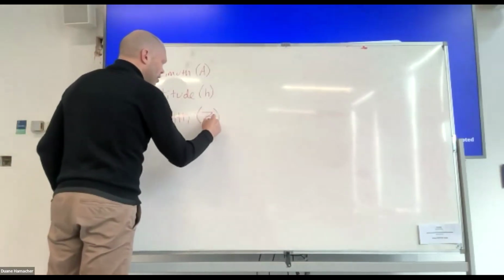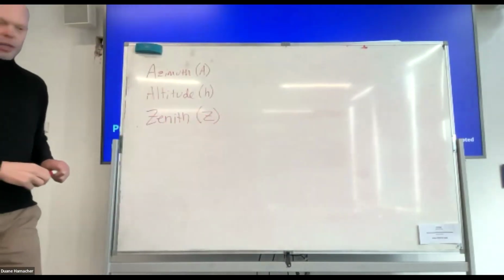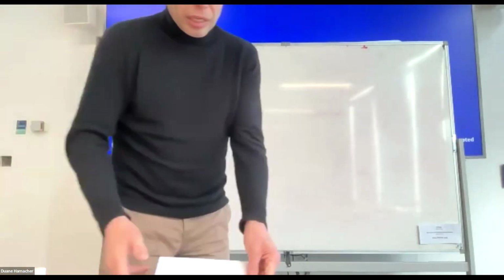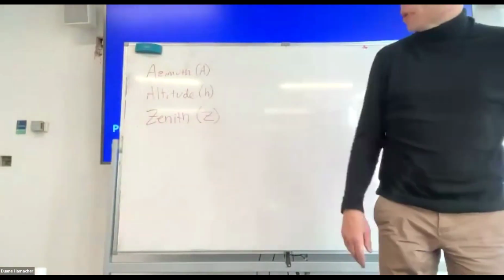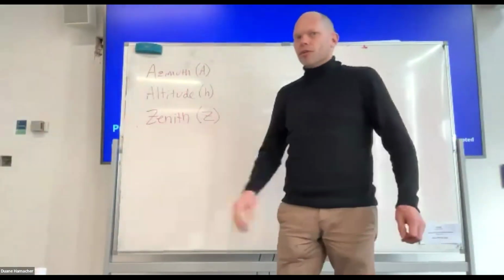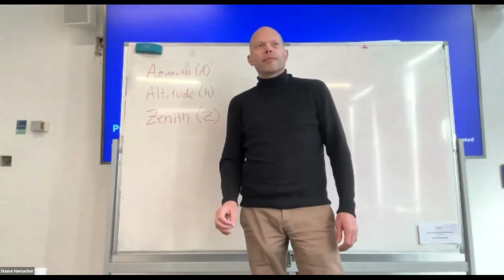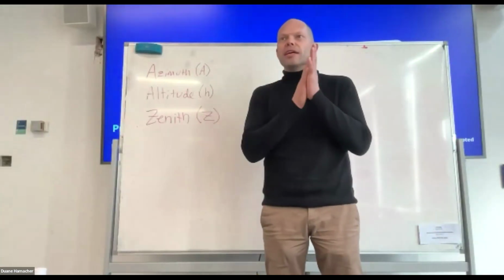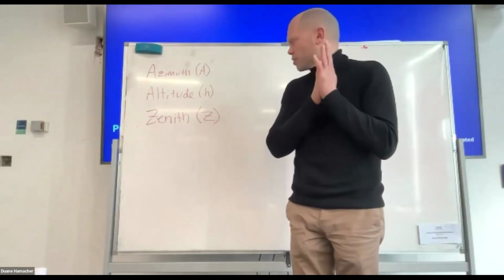We're going to call that Z, right? Z for zenith. The zenith is a point directly above our heads. We're not going to worry so much about the one, but what's minus 90 degrees called? The nadir. Nadir, right? That's minus 90.